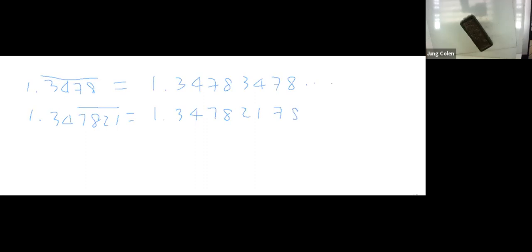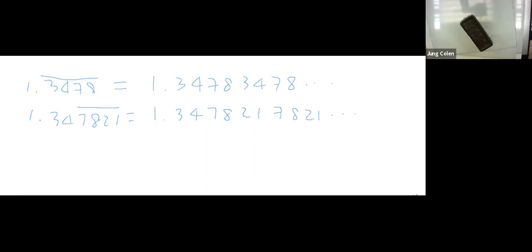1.3478, and we see that 3478 is repeated. So that's the same as 1.3478, 3478, and so on. And the other number, 1.347821, only 7821 is repeated. So if I rewrite that as a repeating decimal, it's going to be 1.3478217821 and so on. Do you agree?